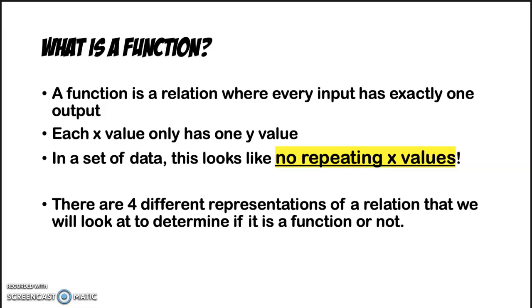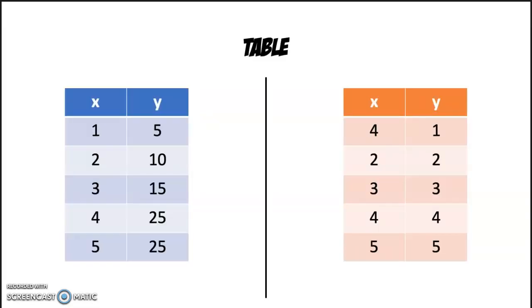So there are four different representations of a relation that we're going to look at and be able to identify if they're a function or not a function. All right, so our first representation we're going to look at is a table. Let's look at the blue table. We are looking for any repeating x values to see if it's a function or not.